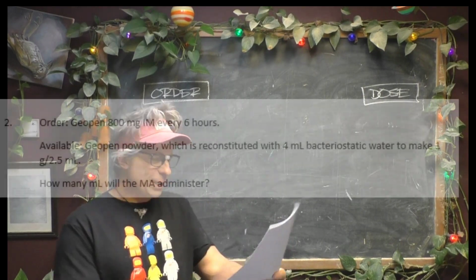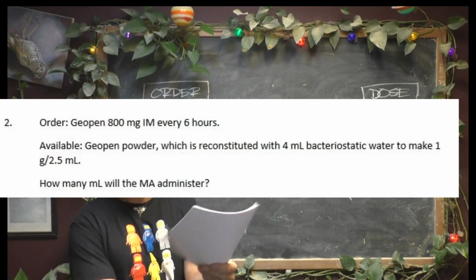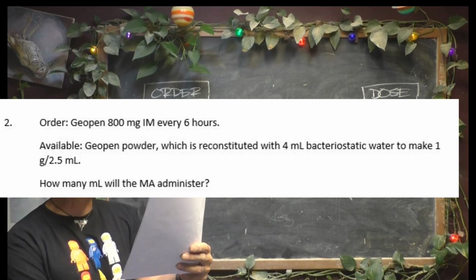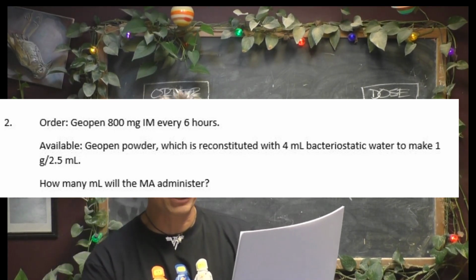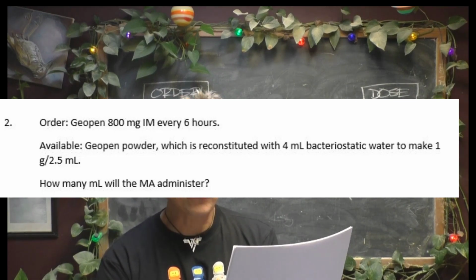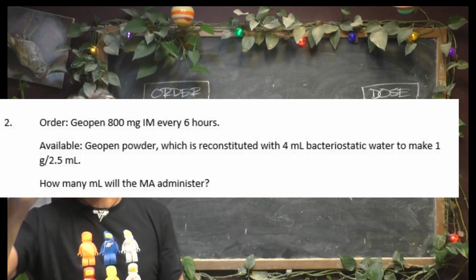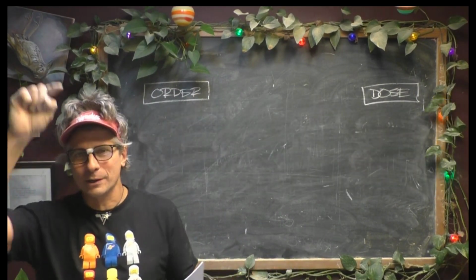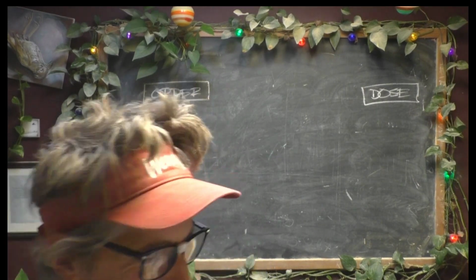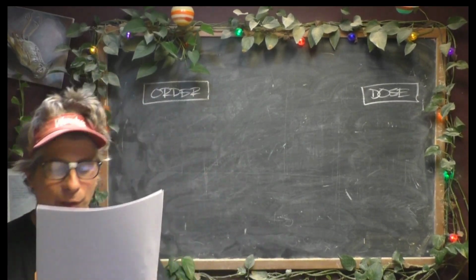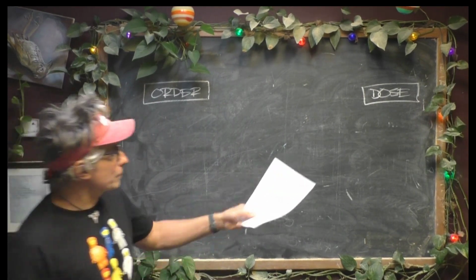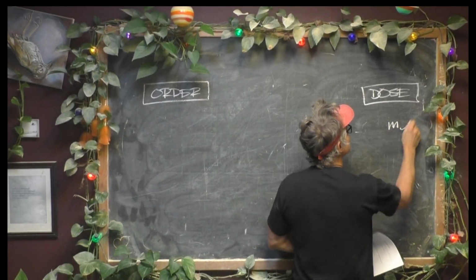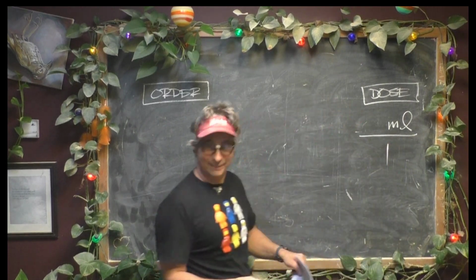Available: Geopen powder, here we go again, which is reconstituted in water, 4 milliliters, bacteriostatic, I don't know what that means, to make 1 gram per 2.5 milliliters. There we go. 1 gram per 2.5 milliliters. Nice. How many milliliters will the MA administer? Y'all, this sounds a lot like number one. We're asking how many milliliters are we going to administer?